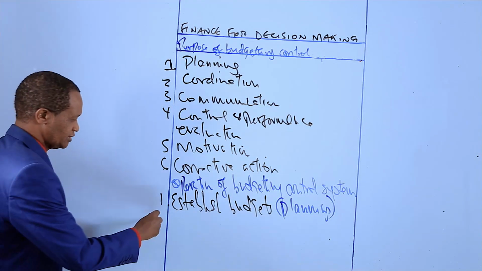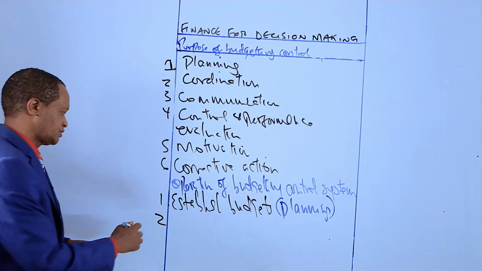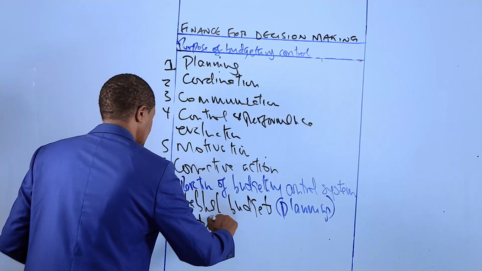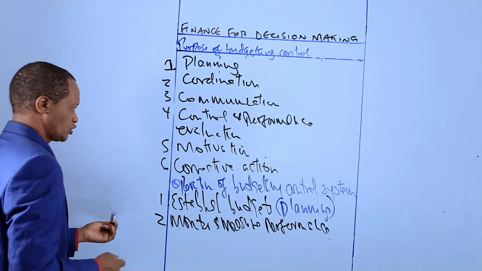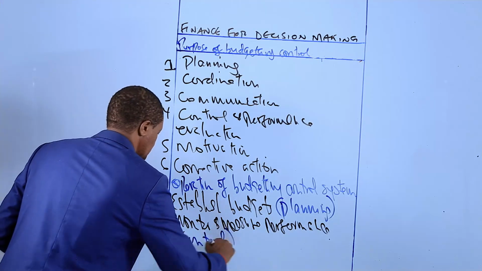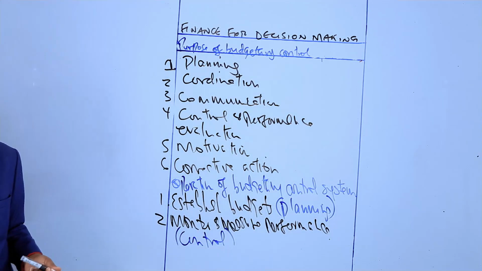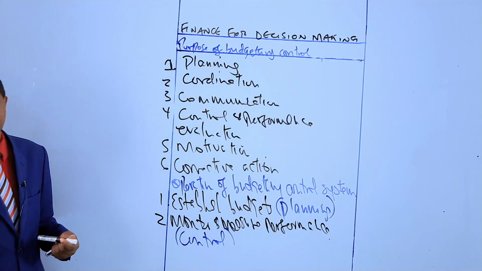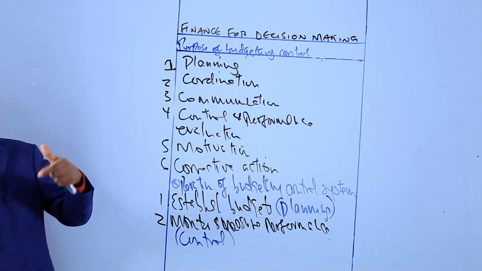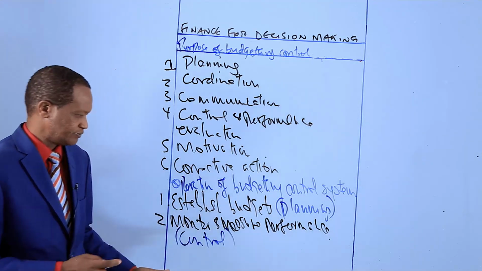Then the second aspect is monitoring and measuring performance. This stage is called control. This is the control stage of operation of a budgetary control system. During the budget period, the actual financial results, and this could be revenues or expenditures, are continuously tracked and recorded using the organization's accounting system.